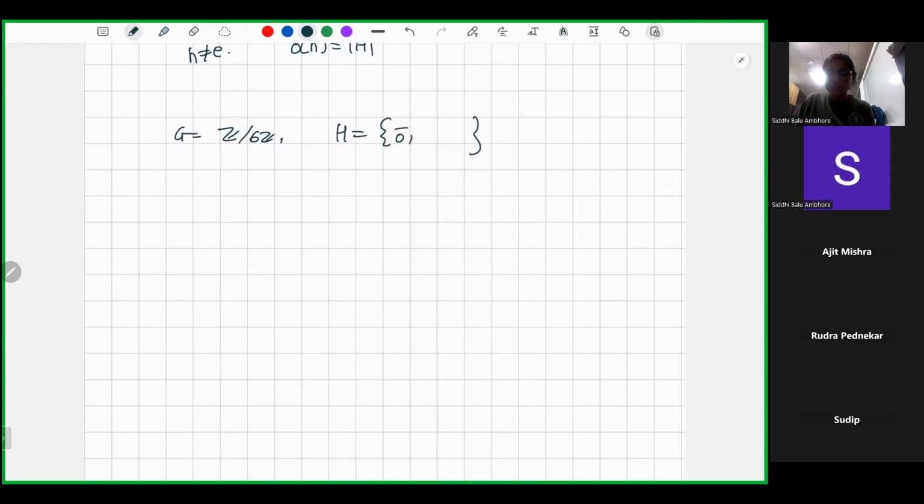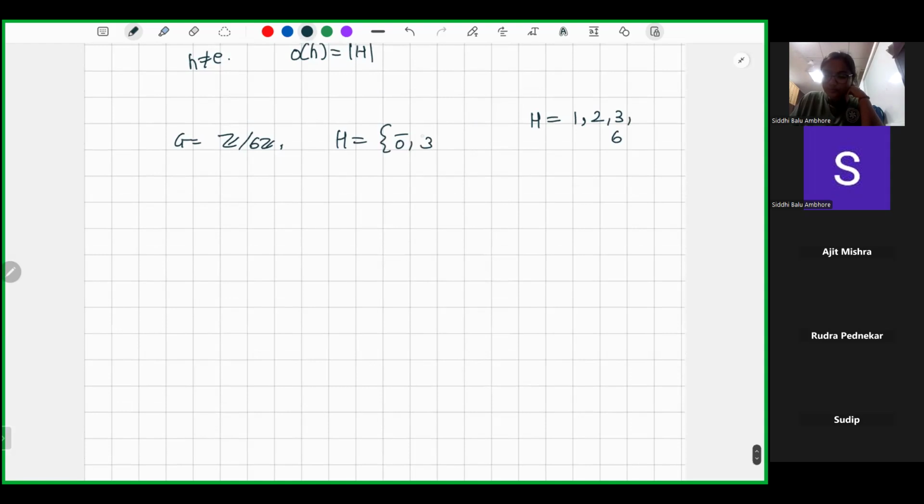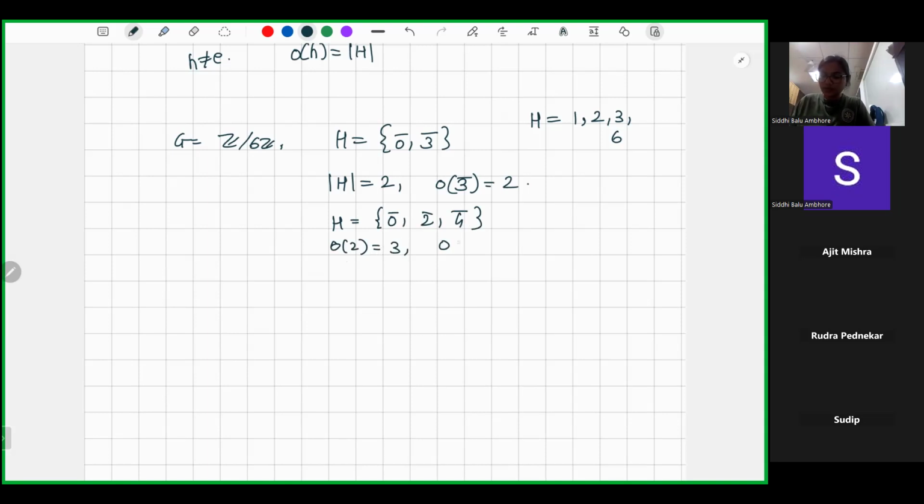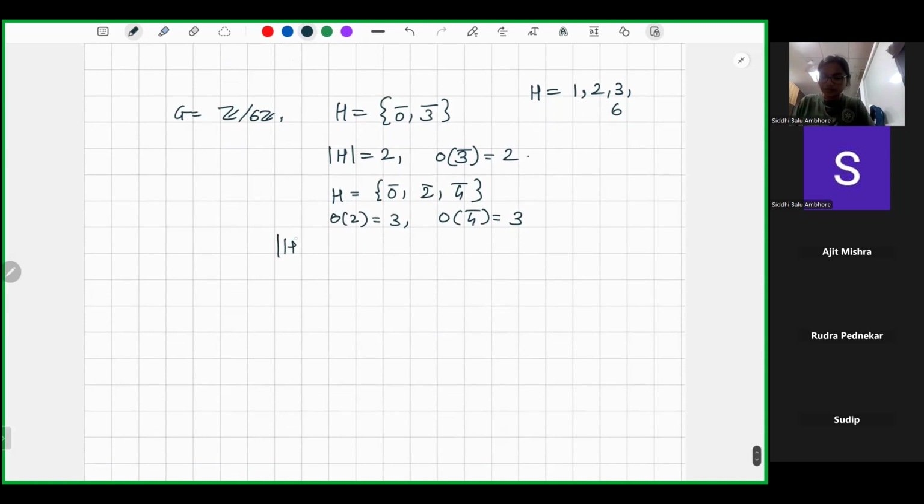So in Z mod 6Z, H must have size either 1, 2, 3 or 6. If I take H equal to 0 bar, 3 bar, the size of H is 2 and the order of 3 bar is 2. Similarly, if I take H equal to 0 bar, 2 bar, 4 bar, the order of 2 bar is again 3, and the order of 4 bar is again 3, which is equal to the size of H.